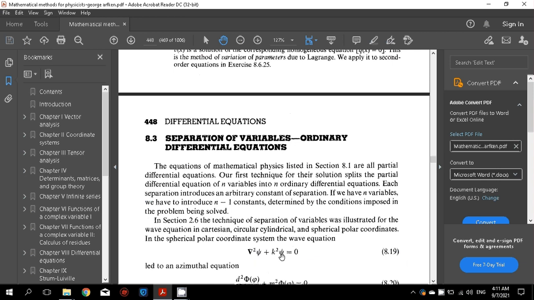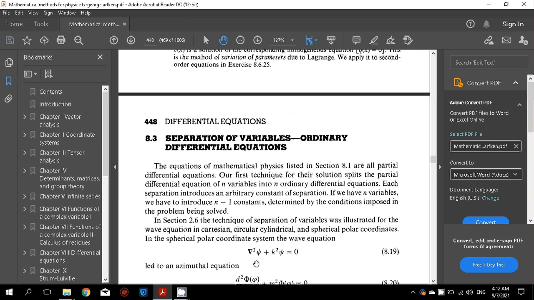Okay, this is known as the Helmholtz equation, and we have to separate this equation into a set of ordinary differential equations. Mind you, this operator del is a three-dimensional operator. In Cartesian coordinates it has the value: second partial derivative with respect to x squared, plus second partial derivative with respect to y, and partial derivative with respect to z.